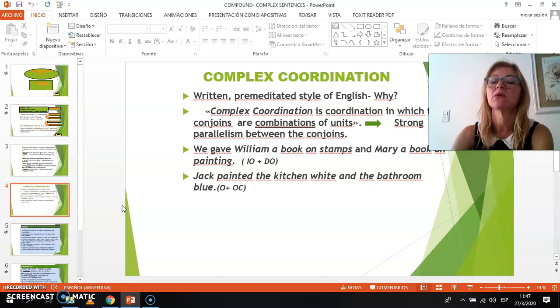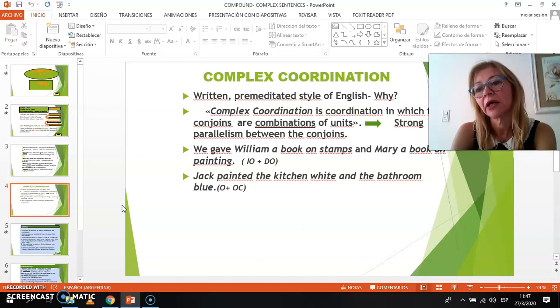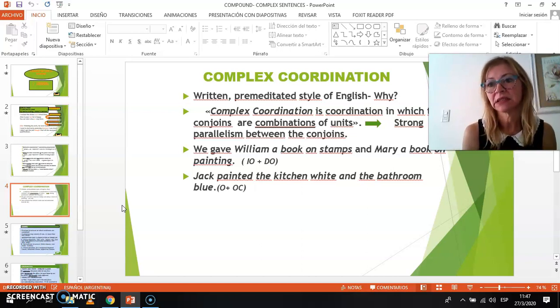Now we can also consider the importance of complex coordination. This usually occurs in more elaborate styles in written English, more formal probably, and we speak about a premeditated style.